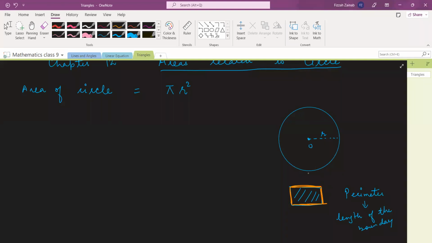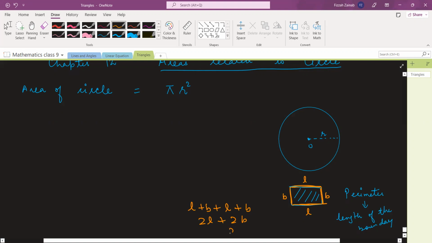So if it is a rectangle, this is length, this is the breadth, this is again length, and this is breadth. This is the definition of a rectangle, that the opposite sides are equal, right? So what is the perimeter? One length plus breadth plus length plus breadth, correct? That means 2L plus 2B. And if you take 2 common, it is 2 into L plus B, which you remember as a formula, right? So it's nothing but the length of the boundary.